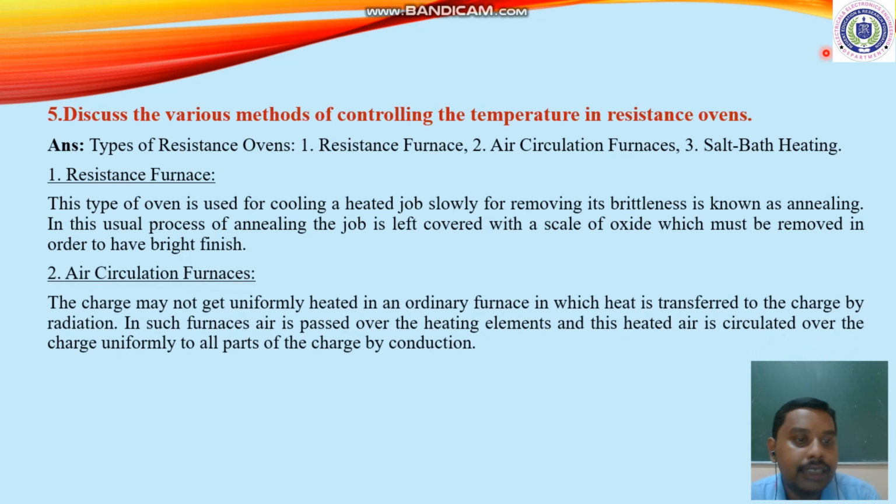Next is the air circulation furnace. In this furnace, the charge may not get uniformly heated as in an ordinary furnace, where heat is transferred to the charge by radiation. In such a furnace, air is passed over the heating element, and the heated air circulates over the charge uniformly on all parts, and this furnace charge is heated by the conduction method.